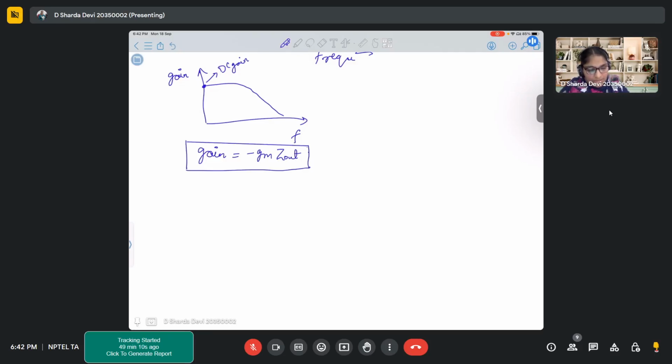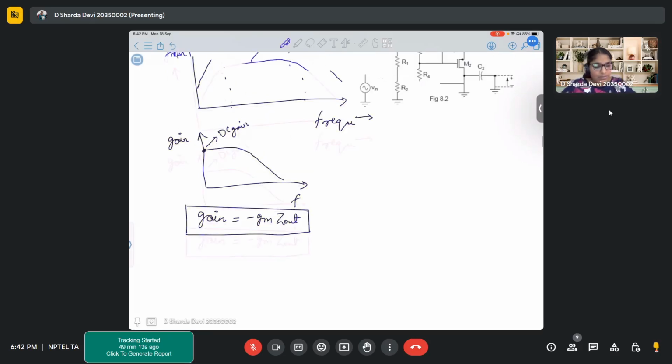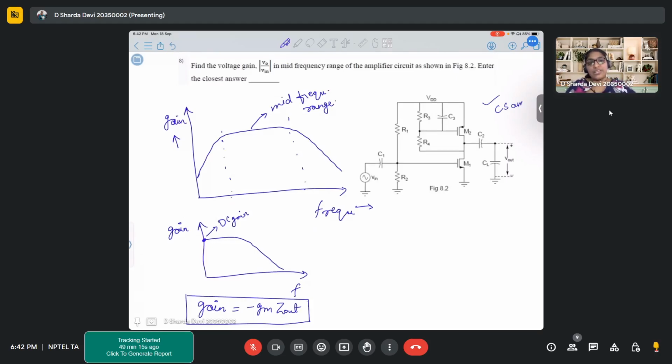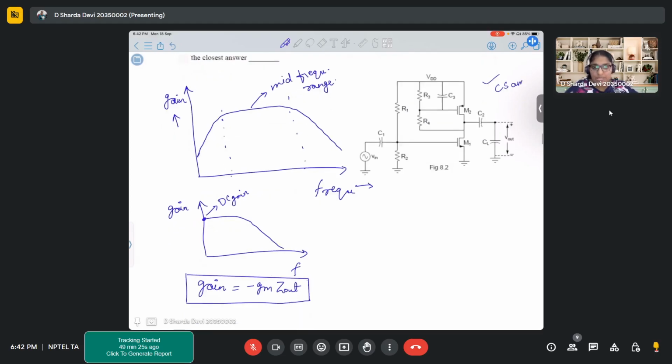So how do we calculate gain? There are two transistors, right? Yes, ma'am. If we apply a test voltage, which transistor will get it? Gain equals gm into Z out, right? So you have to calculate gm.